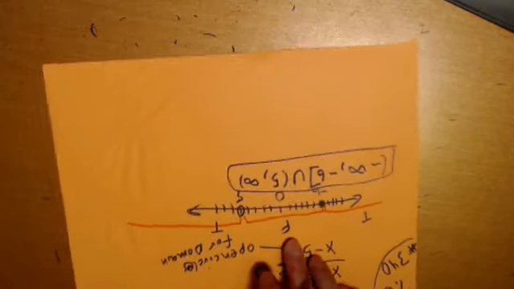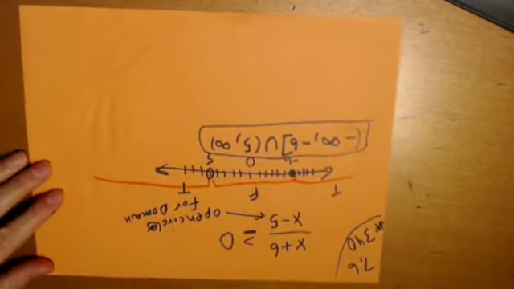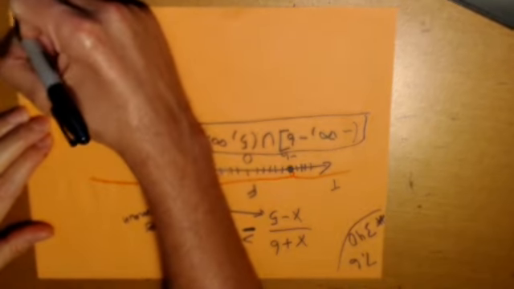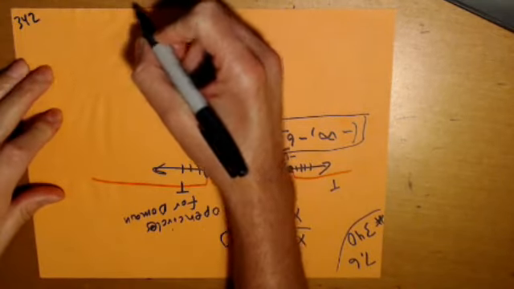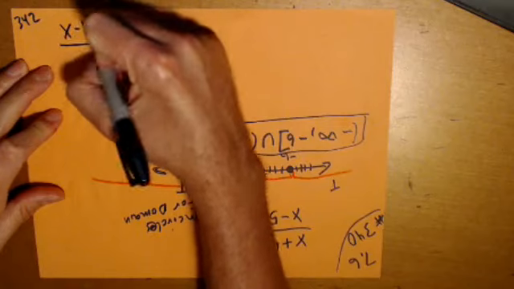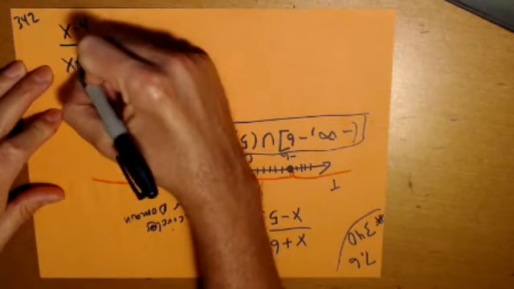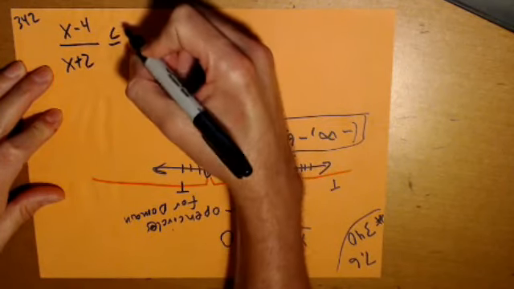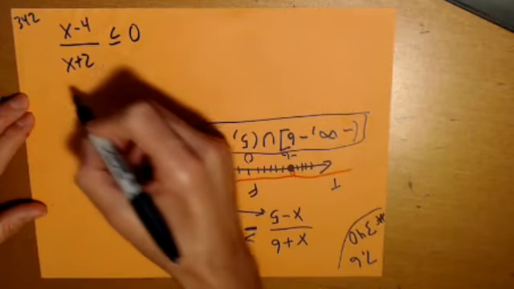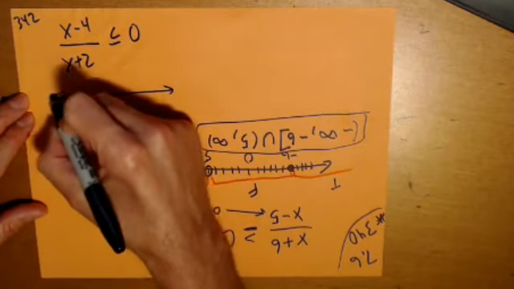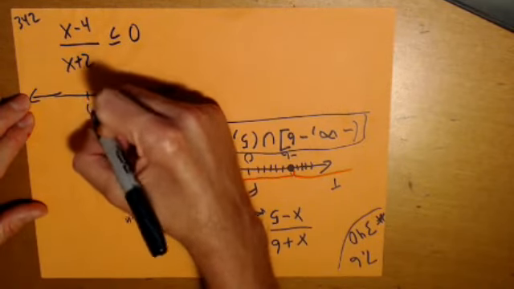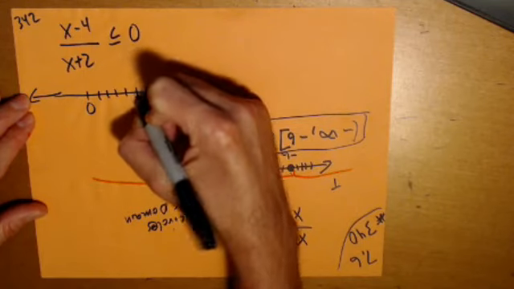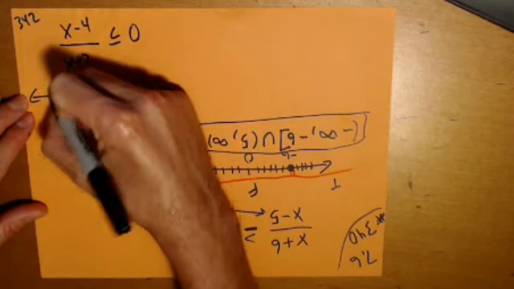So let's just save a piece of paper. 342. (x minus 4) all over (x plus 2) less than or equal to 0. Number line: 0, 1, 2, 3, 4, 5, 6.